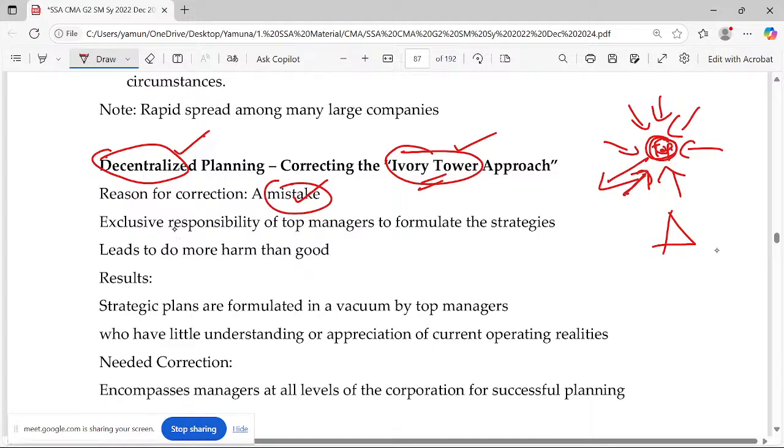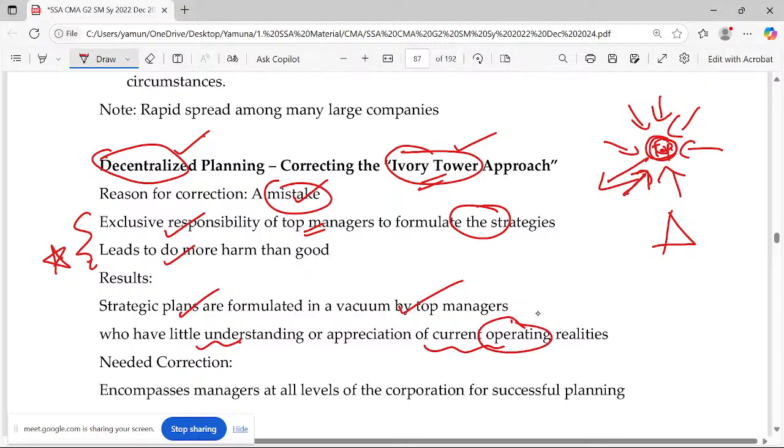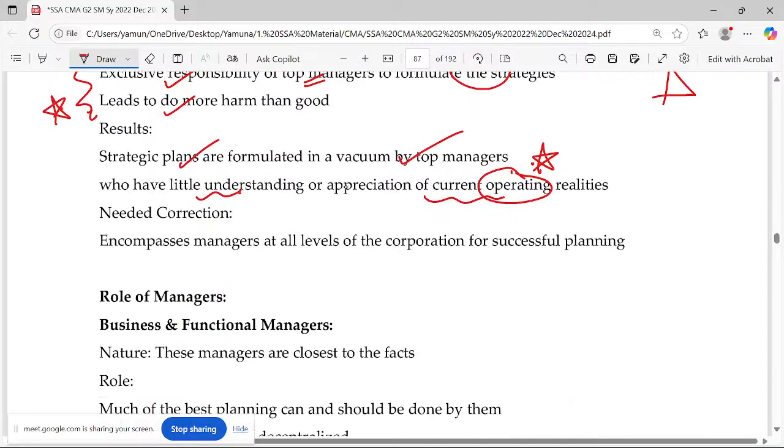Okay. So the exclusive responsibility of top managers to formulate the strategy leads to more harm than good. That's the mistake happening. Strategic plans are most of the time formulated in a vacuum by top managers who have little understanding or appreciation of the correct operating realities. Please highlight. That's why we are correcting this ivory tower approach. Ivory tower approach means, you can make a note here, the top-down approach is what you call the ivory tower. So definitely you need a correction.